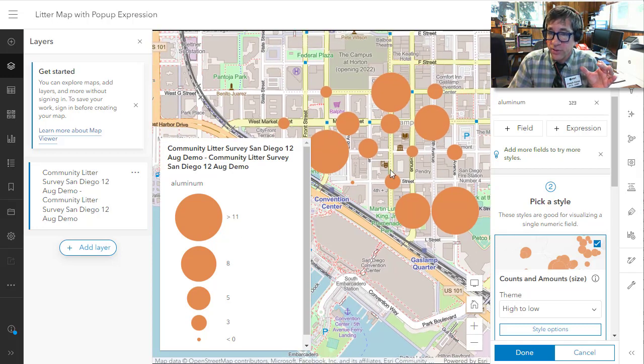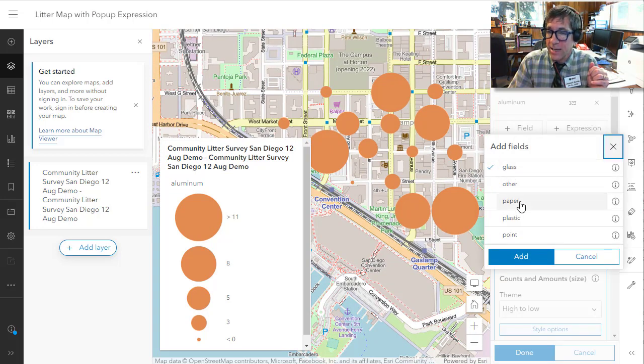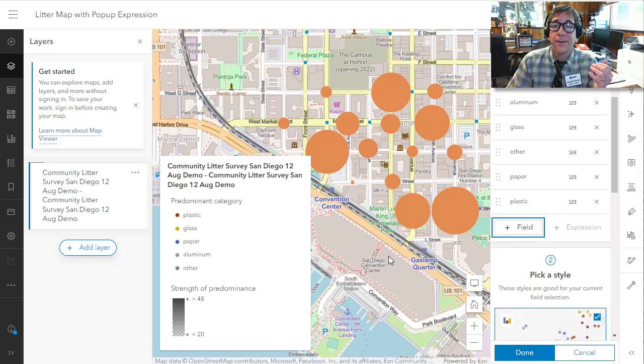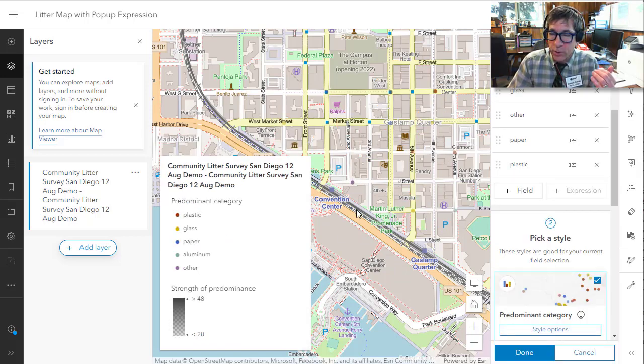And same with these others. You've got different amounts of aluminum cans, probably, that were picked up. Now let's go ahead and add some other fields: glass, paper, plastic, and maybe other kinds of litter. Okay, I'm going to add all those, and now I'm going to get what you see here, a predominance map, where I've got different predominant types of litter mapped, and also the strength of predominance.